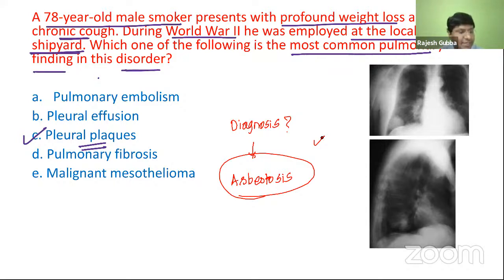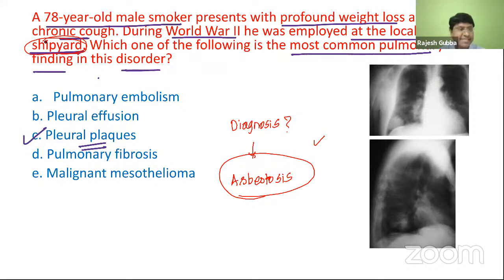Now, why are you telling asbestosis? Because he was employed at the local Navy shipyard, right? Asbestosis is one of the clinical conditions which has a risk factor in those individuals who work near the shipyards, where there is excessive exposure to the asbestos.